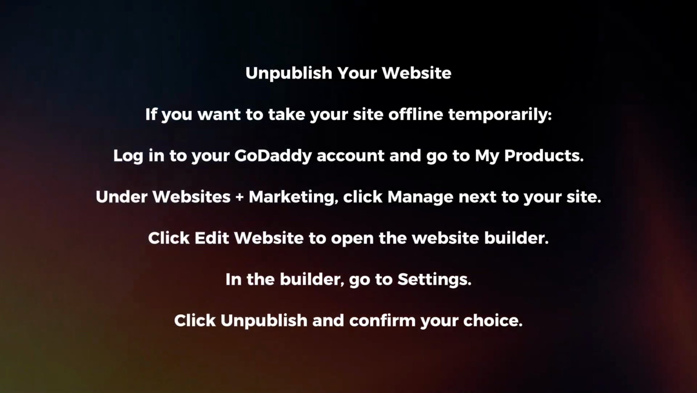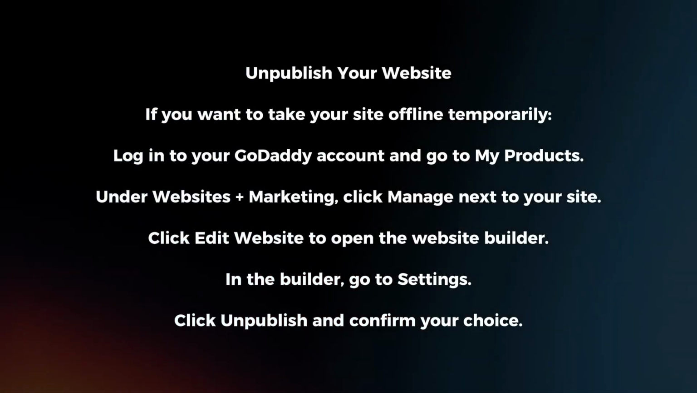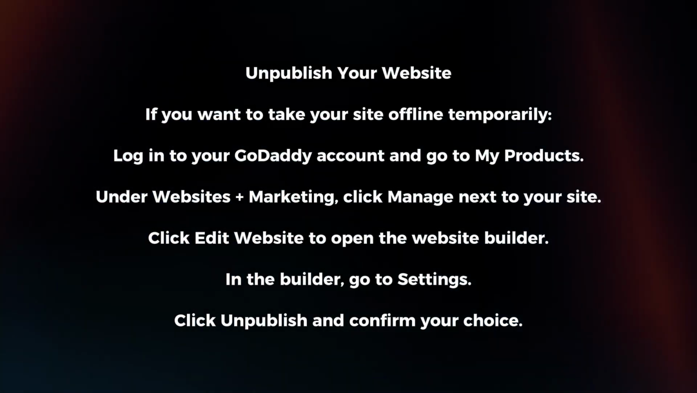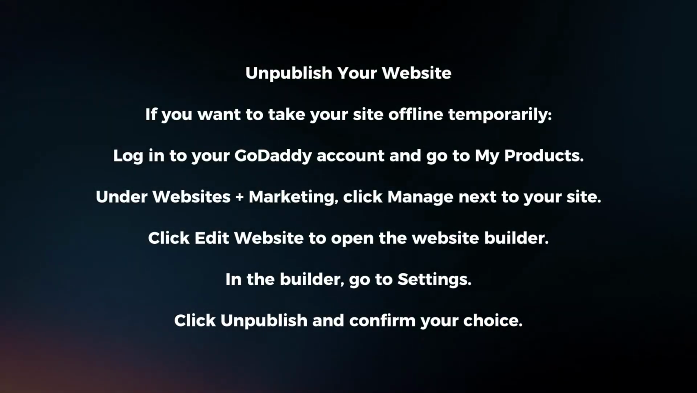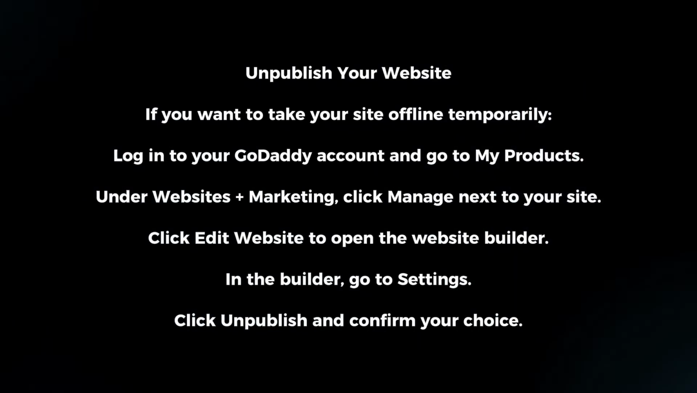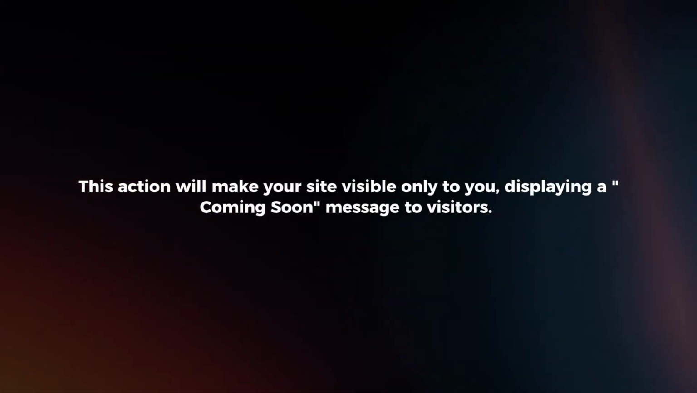Unpublish your website. If you want to take your site offline temporarily, log into your GoDaddy account and go to My Products. Under Websites plus Marketing, click Manage next to your site. Click Edit Website to open the website builder. In the builder, go to Settings, click Unpublish and confirm your choice. This action will make your site visible only to you, displaying a Coming Soon message to visitors.